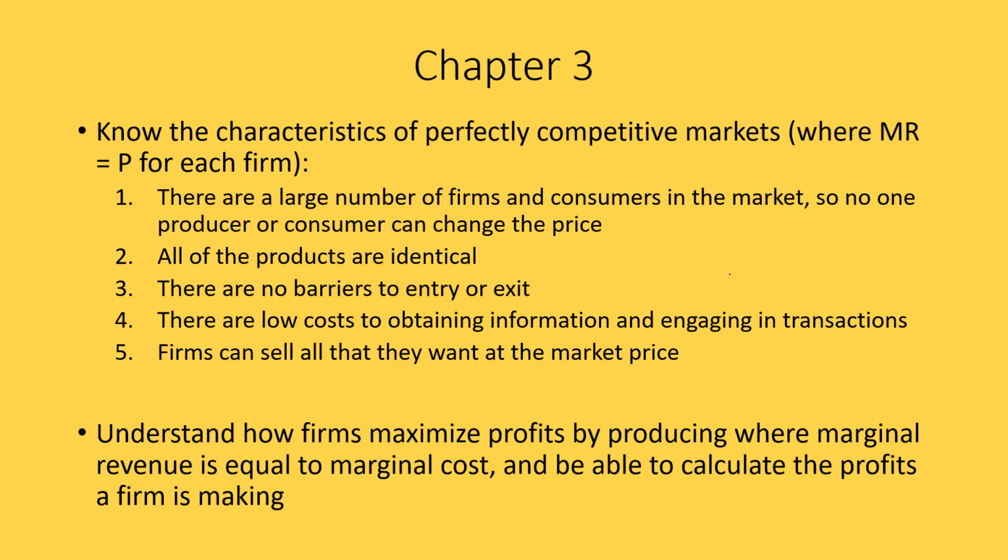So please understand how firms maximize profits by producing where marginal revenue is equal to marginal cost. So know that profit maximizing rule and be able to calculate the profits that a firm is making.